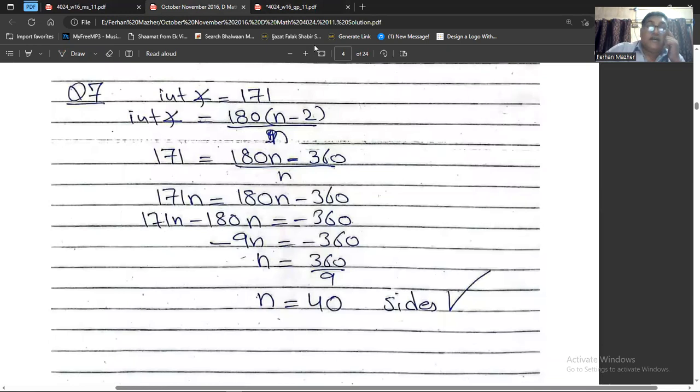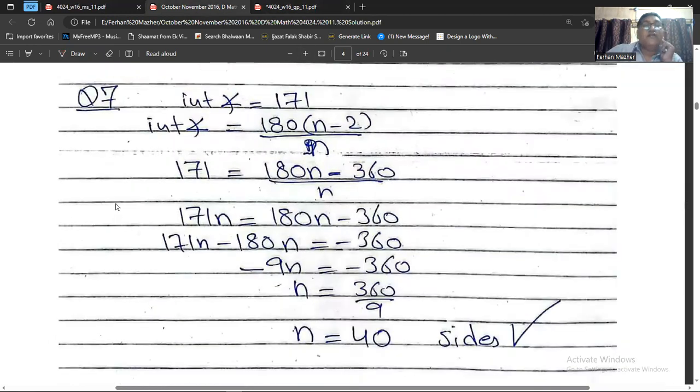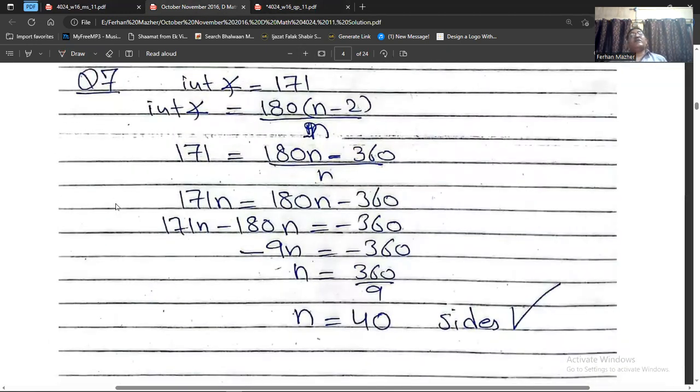Okay, so we have here question number 7. Internal angle is equal to 171. The internal angle formula is 180(n minus 2) divided by n. So 171 is equal to (180n minus 360) divided by n. Just cross multiply here: 171n is equal to 180n minus 360. Take 180n to the other side, so 171n minus 180n equals minus 360. So 171 minus 180 is minus 9n, equal to minus 360.